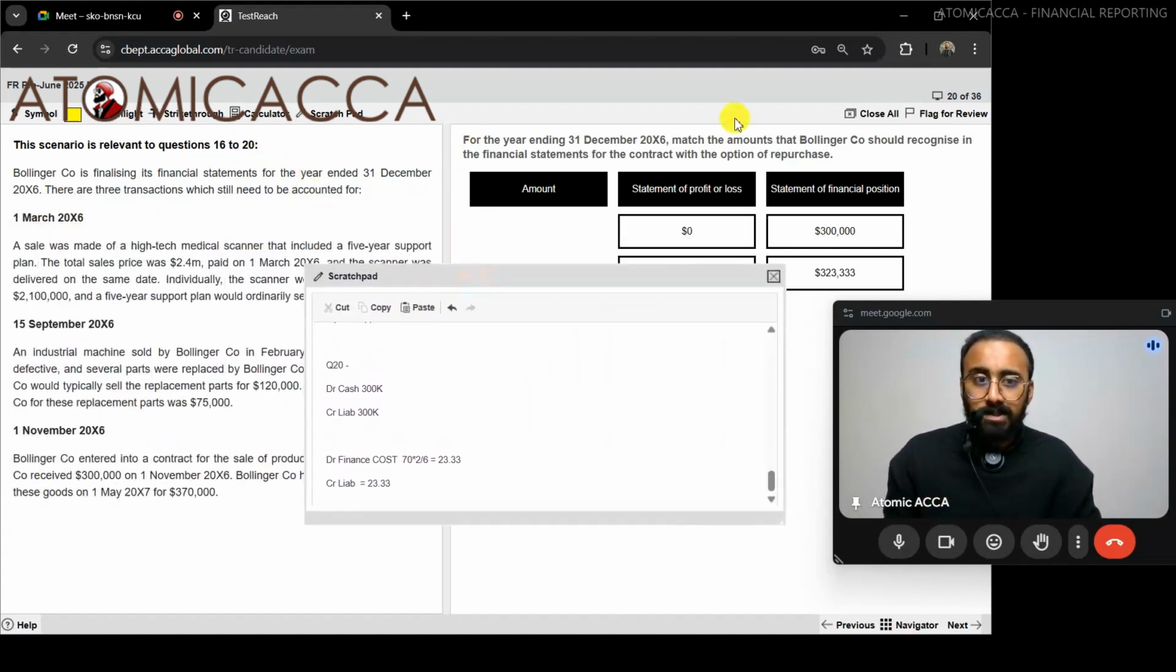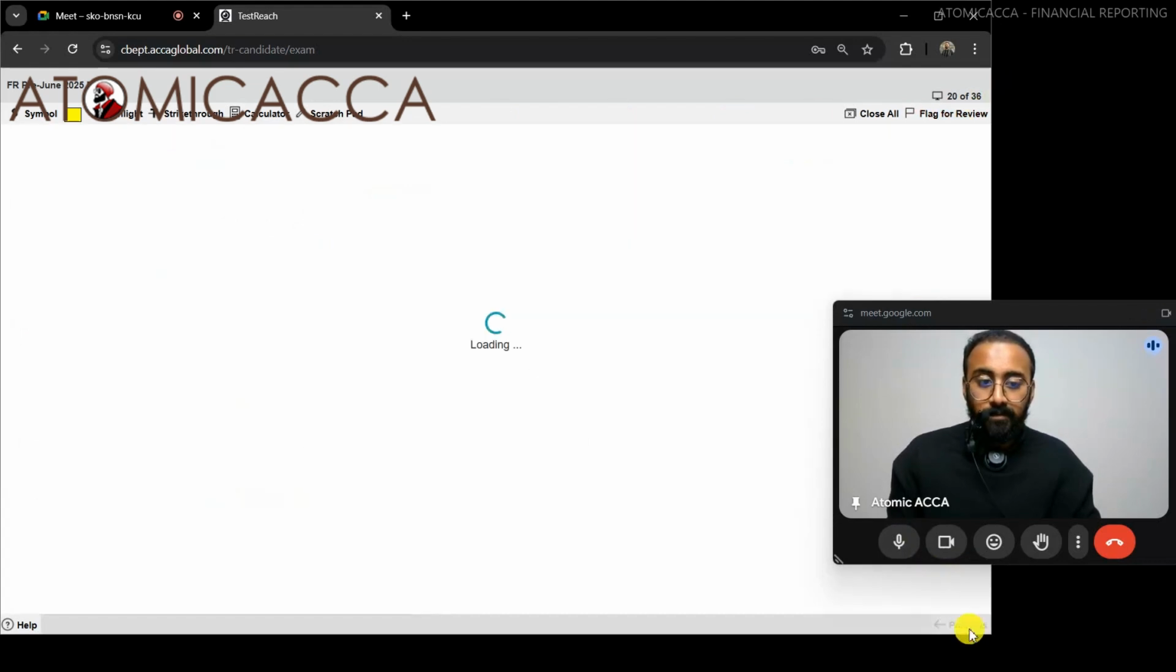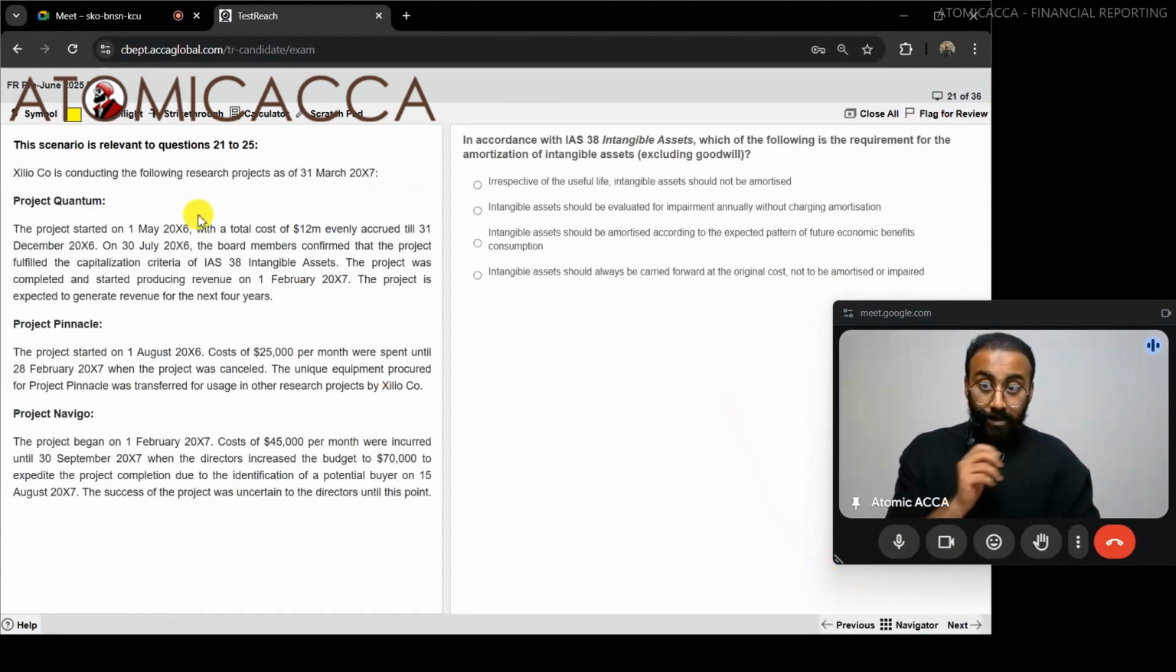So I think this was 16 to 20. So that was our section B, first question we're done with. Let's move to the next question, project Quantum. Okay. Xillo company is conducting the following research project as of 31st March X7. Project Quantum started on 1st May X6, to 31st March X7. So this is not a 1 year time period. This is like 11 months.